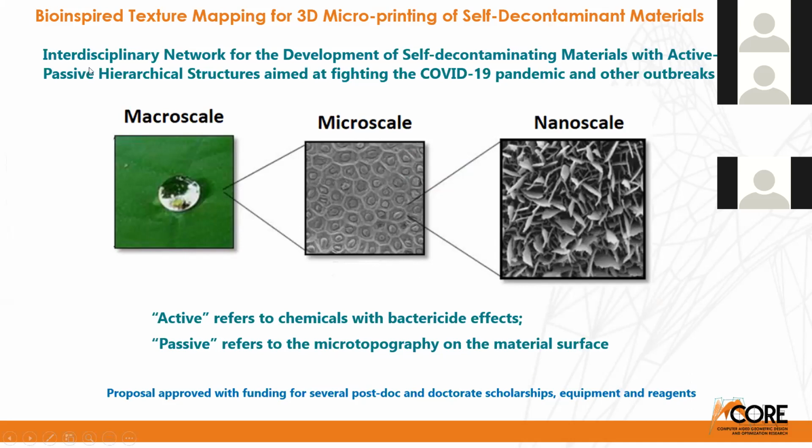So the name of the project was Interdisciplinary Network for the Development of Self-Decontaminant Materials with Active-Passive Hierarchical Structure aimed at fighting the COVID-19 pandemic and other outbreaks. By active, we refer to chemicals with bactericide effects. So the chemical itself can kill bacteria. And passive refers to the microtopography or even nanotopography on the material surface that has this property of also repelling, at least repelling bacteria, but also can kill bacteria.